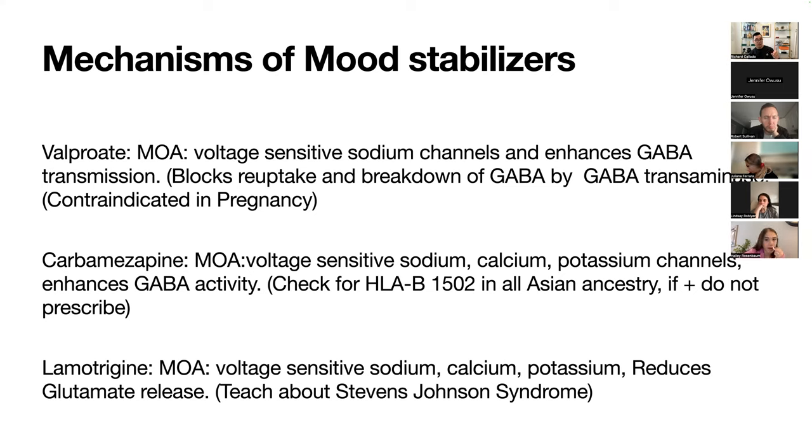All right. Valproate and carbamazepine increase GABA, work on GABA, therefore they help with mania, all right? Lamotrigine blocks glutamate, doesn't increase GABA, therefore only works in depression. Not FDA approved for depression, but is FDA approved for maintenance, all right? Teach about Stevens-Johnson syndrome, all right? Tell your patients to check their skin for a rash.